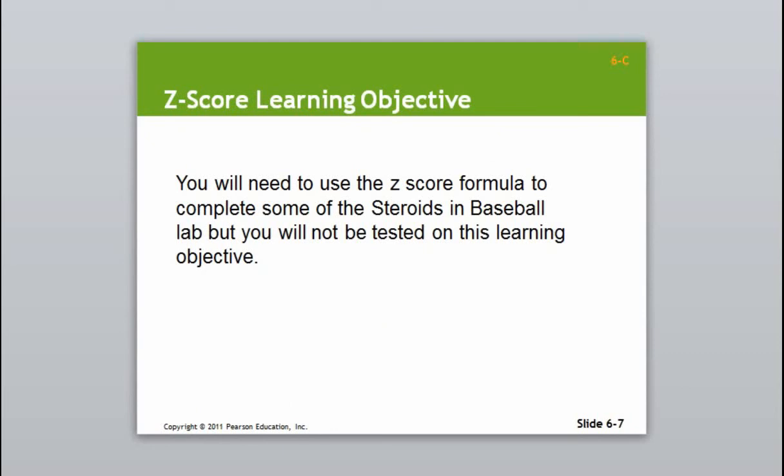We're going to use these scores for some of our labs, specifically the steroids and baseball lab, but it's not actually going to be tested in this course. Those of y'all that go on to take statistics will see z-scores a lot more in the future.